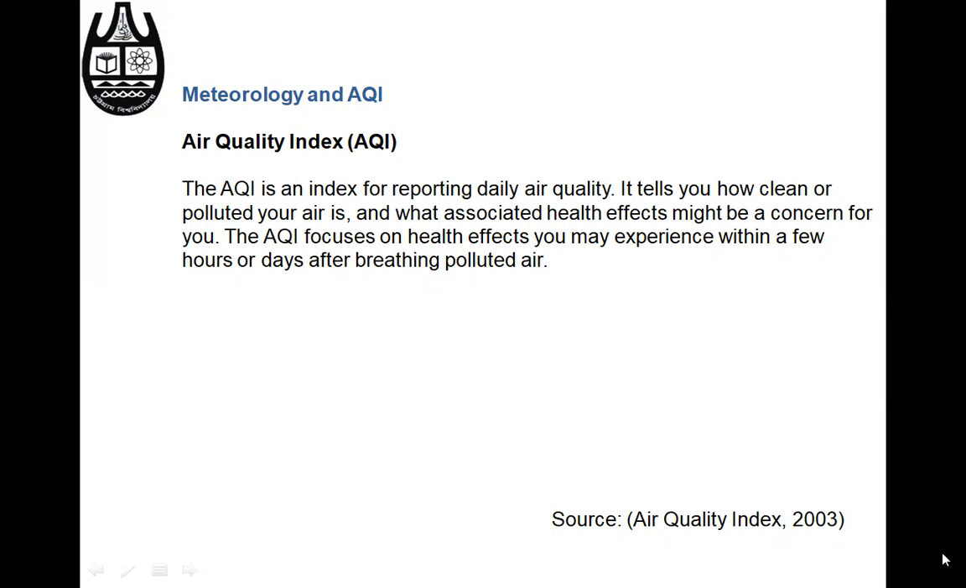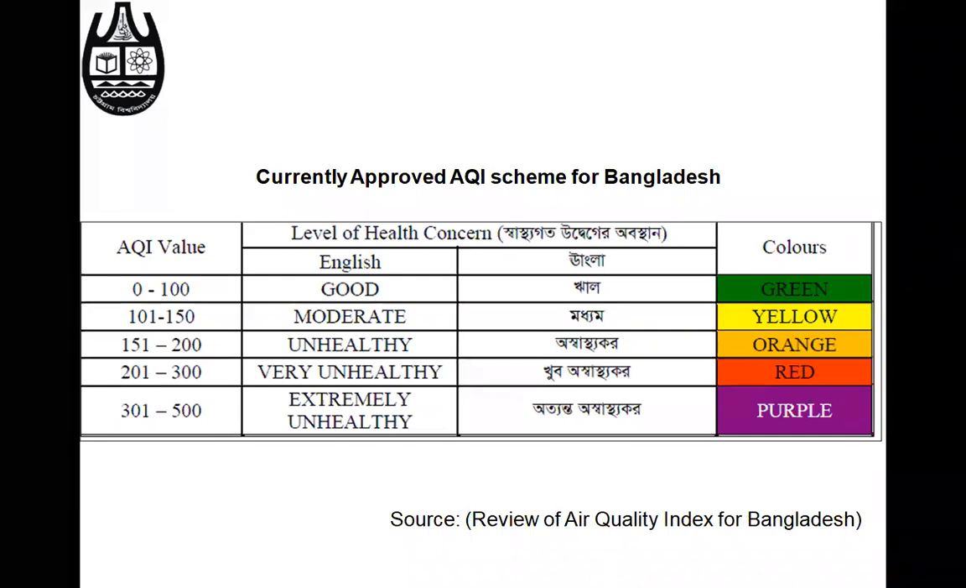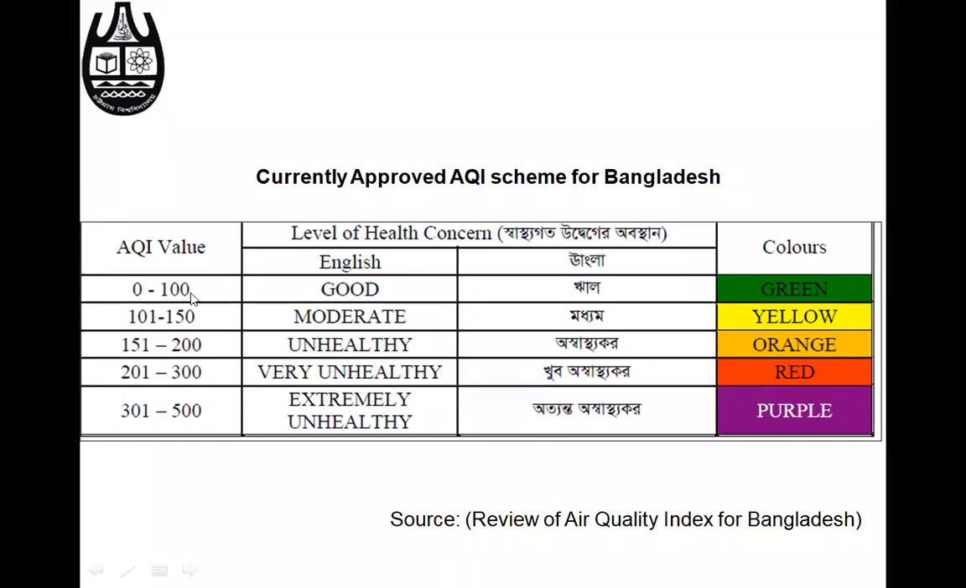In case of Bangladesh, the Department of Environment developed these types of values. They segregate the whole air quality index value into 1 to 500, and they categorize it into five different segments, where 0 to 100 means green, that means a very good environment, good air quality. 101 to 150, so you can see this value has changed. First 0 to 100, but secondly 100 to 150. So here is a 50 difference, here is a 100 difference, here is a 50 difference. Again, here is 100, here is 200.